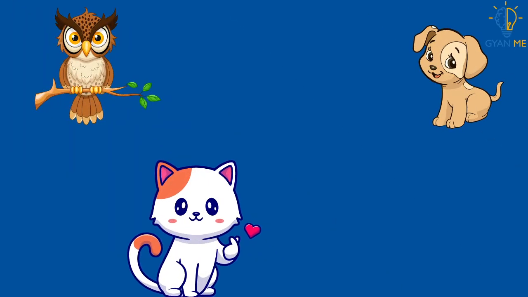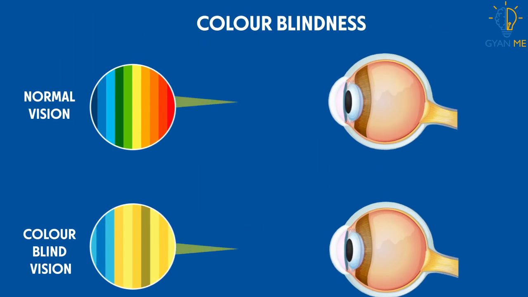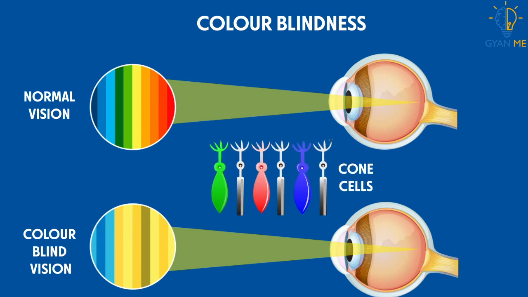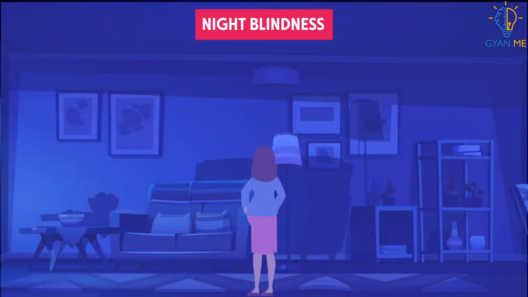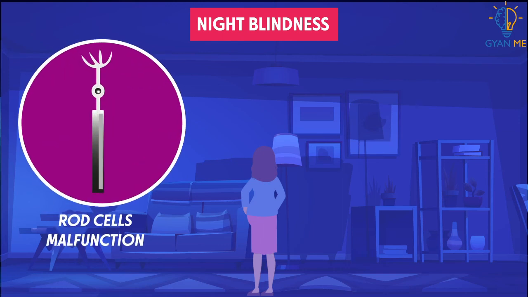But wait, let me tell you, not all animals can see as many colors as normal human eyes can see. Not just animals, but some people also have difficulty in seeing colors. This defect in humans is called color blindness. It is because some of the cone cells are either absent in their eyes or do not function properly. Some people also have problems with their night vision. This problem is called night blindness. In them, rod cells become malfunctioned.